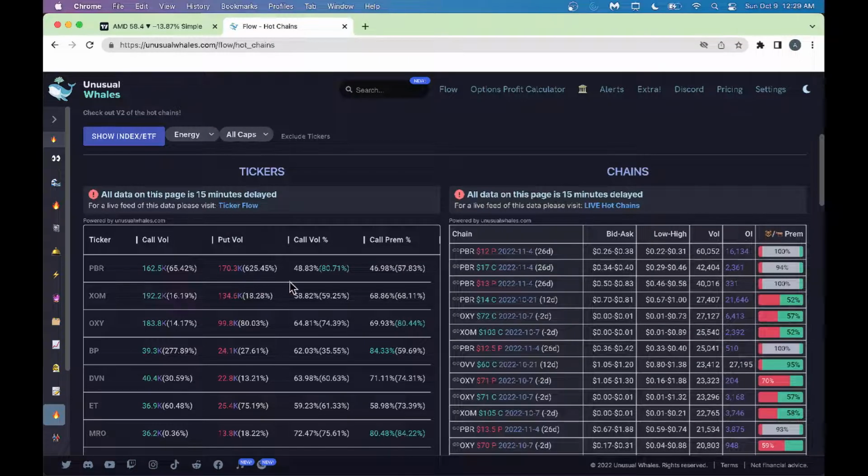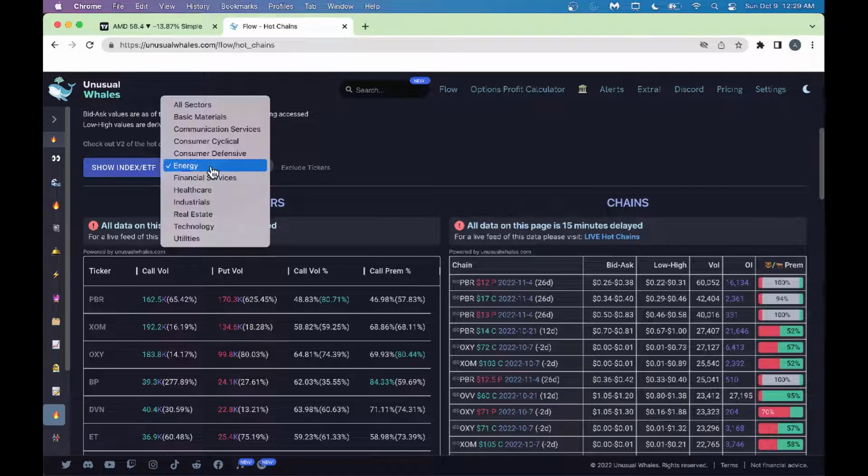Just by glancing through this, you will know whether it's bullish or bearish. For example, here PBR, we got put volume 170k, call volume we got 48k. It's slightly tilted to the bearish side here, as you can see here. It gives a good idea.